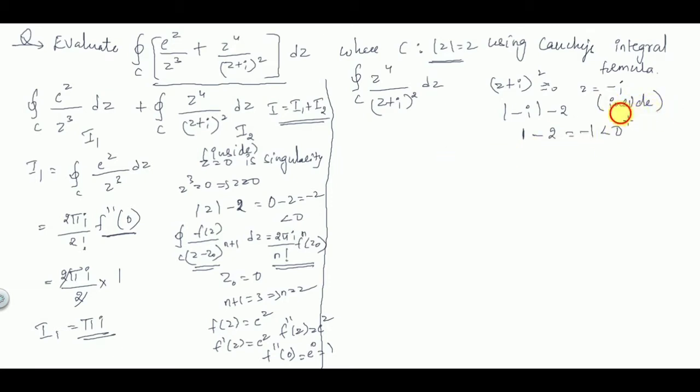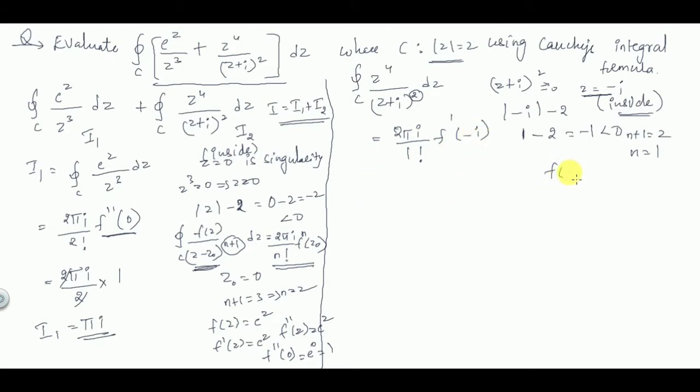Okay, when it is inside the given contour, then you can apply the Cauchy's integral formula. So here n plus 1 is equal to 2, right? So n is equal to 1. In the standard form you have (z minus z naught) whole to the power of n plus 1. So n plus 1 is equal to 2, so n is equal to 1. And the z naught value is minus i. So substituting that, 2 pi i by 1 factorial, okay, 2 pi i by n factorial into f dash of z naught. Z naught value is minus i.